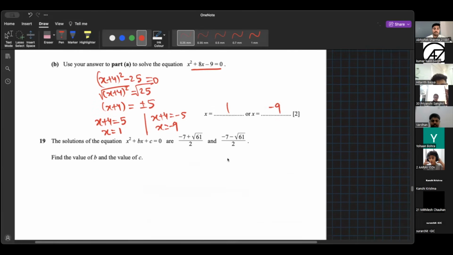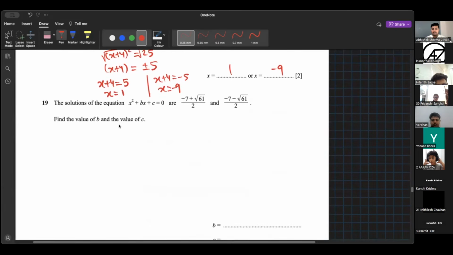Okay. Moving on to question number 19. It says the solution of the equation is this, this and this, right? Find the value of b and the value of c. So first, the quadratic formula: x equals minus b plus minus under root of b square minus 4ac, the whole divided by 2a.